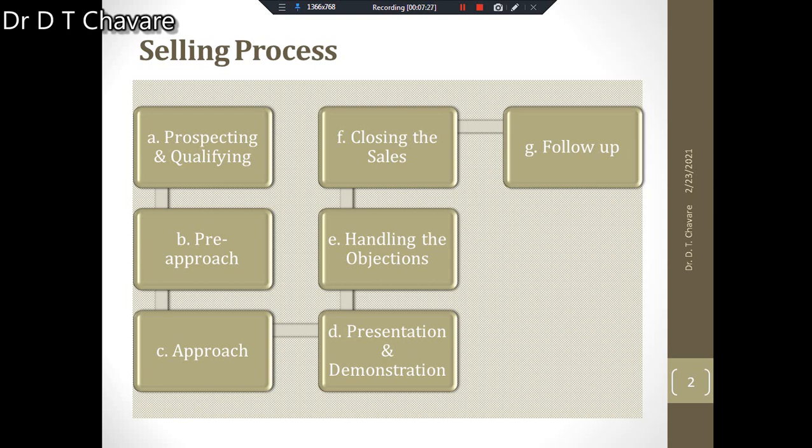Thus, prospecting is a search of prospective or new customers. The sources for prospecting include current customers. It means that with the help of current customers, you can also get such type of information. Then suppliers, dealers, directories, newspapers and bankers. From those sources also we can get prospecting data, customers data also.